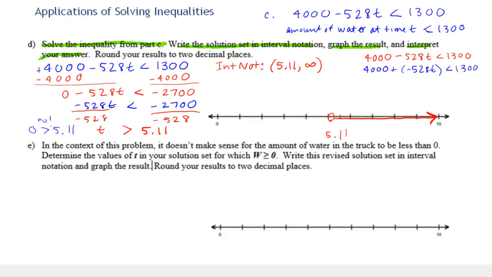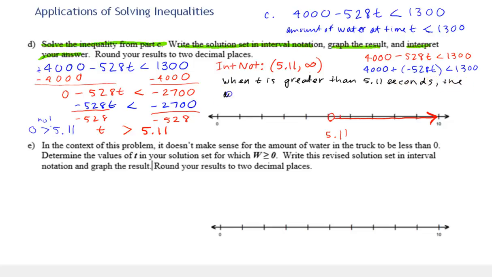So what does this mean? Remember, we were trying to find the values of t so that the amount of water in the tank is less than 1,300 gallons. So you will say, when t is greater than, and that means strictly greater than, we're not going to write the equal to, when t is greater than 5.11 seconds, make sure you include your units so we know it's seconds and not minutes or hours.